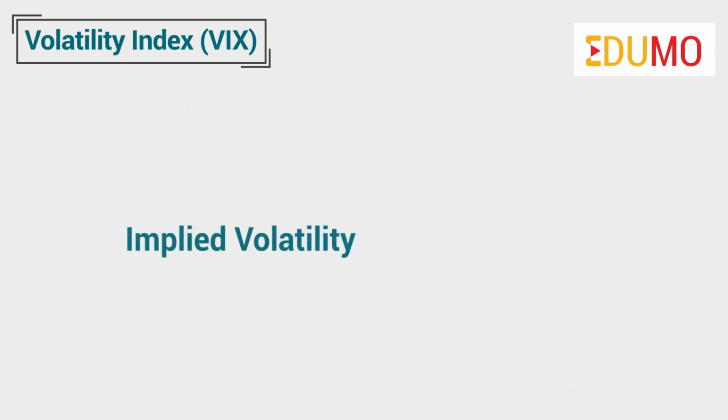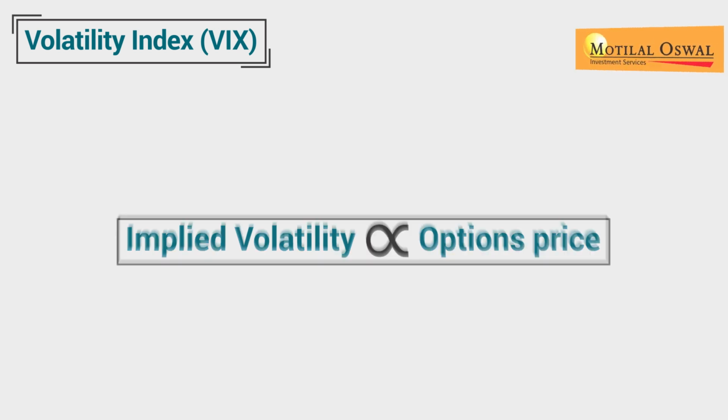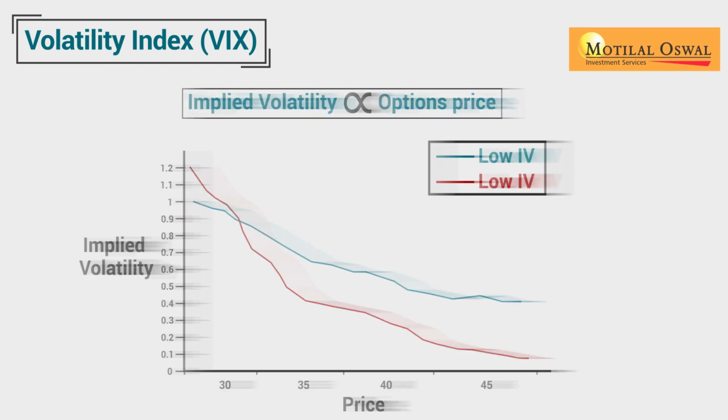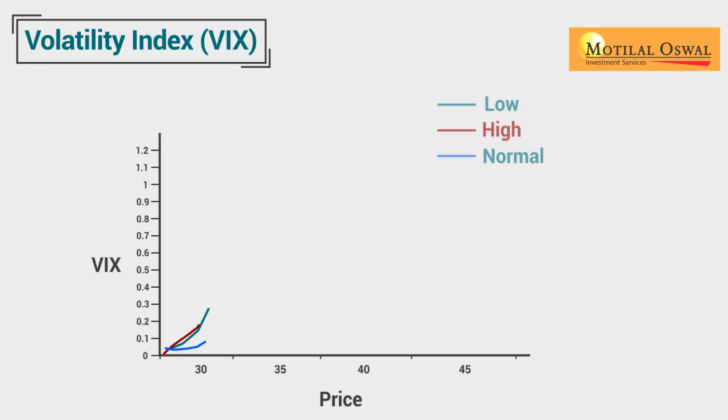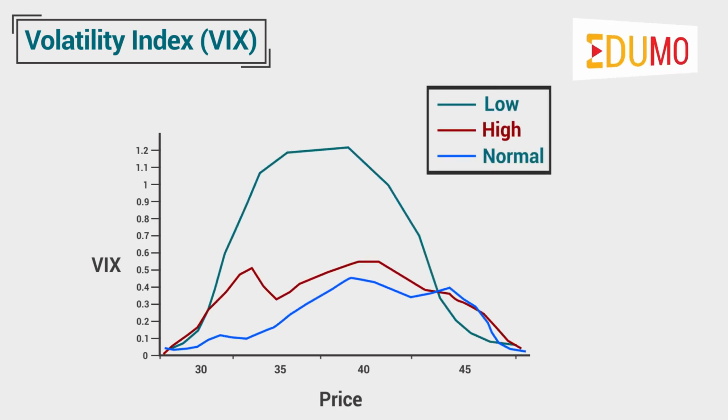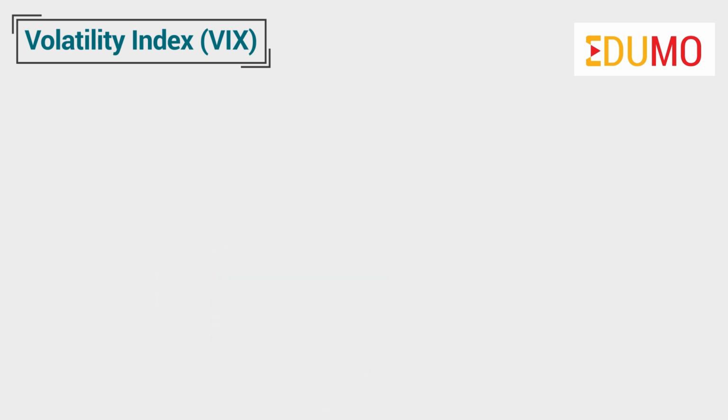Change in implied volatility is directly proportional to change in options price. An increase in the implied volatility of an options contract increases the price of the contract and vice versa. To conclude, the higher the value of the VIX, the greater is the expected volatility in the markets. Therefore, for options traders, higher volatility translates into higher options prices, all other things being equal.